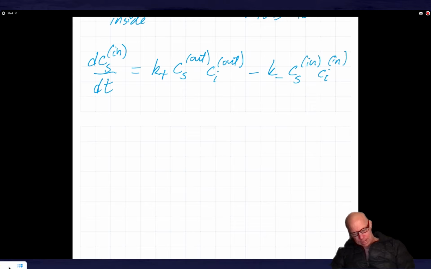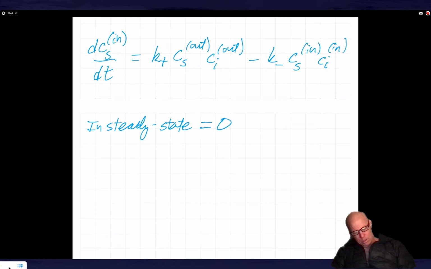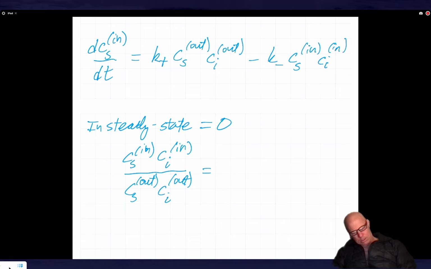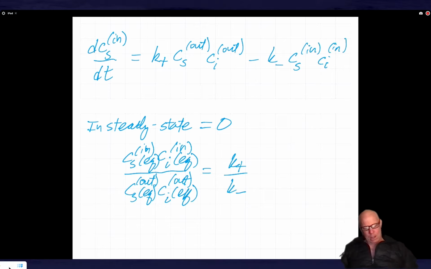Now, in steady state, we can rewrite this thing. In steady state, this is equal to 0, which tells me that C_S in times C_I in divided by C_S out, C_I out is equal to K plus over K minus. And I'm going to put a label, equilibrium, here.